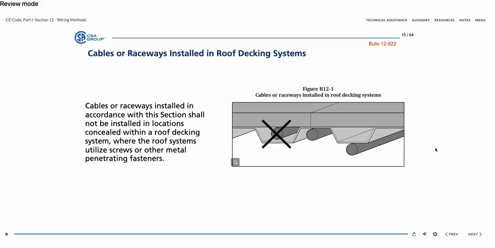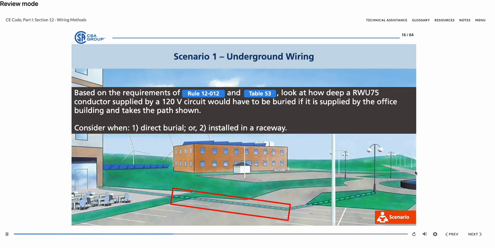Time for a scenario. Please read this scenario and follow the instructions to submit your answers.